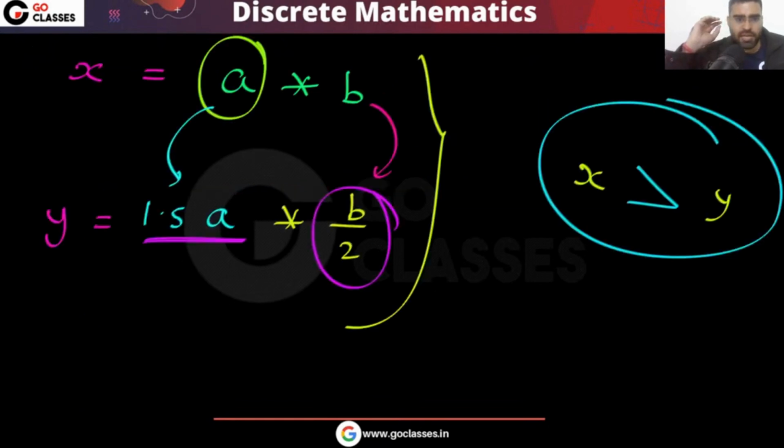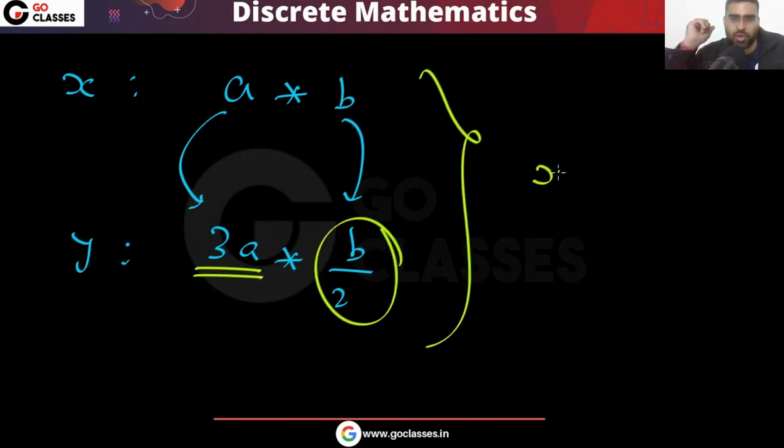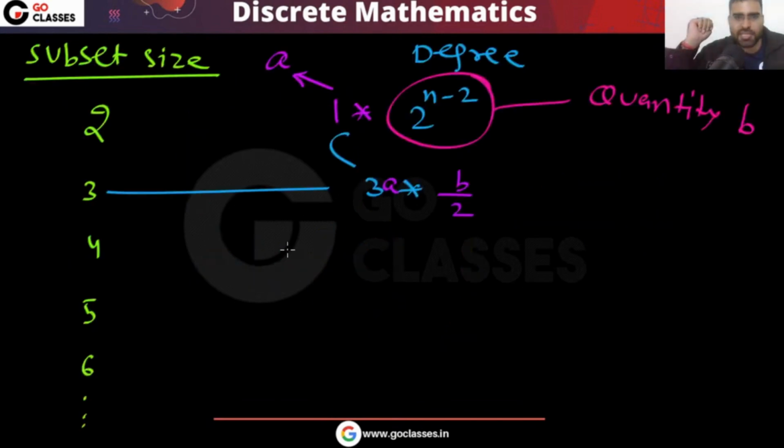So who is bigger? What I'm saying is A multiplied by B. Let's assume this triples, but this divides by 2. Who is bigger, X or Y? This is tripling, this is dividing by 2. So definitely Y is bigger, because you are multiplying by 3 but dividing by 2. Ultimately Y will be bigger. Okay, so this is the same thing happening here.